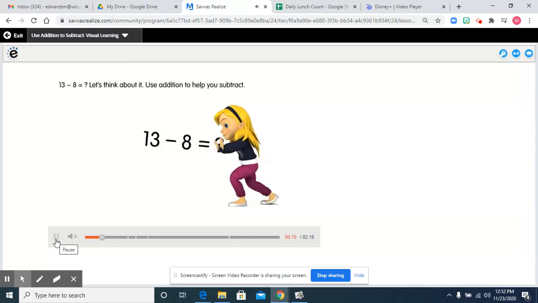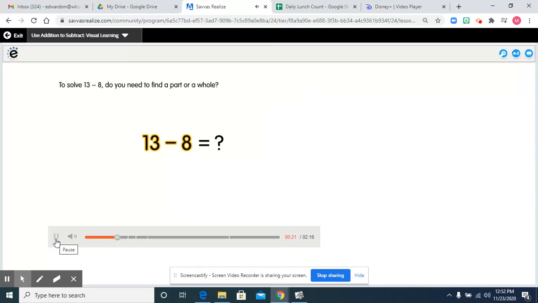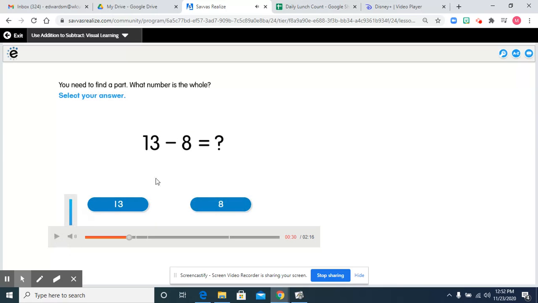13 minus 8 equals blank. Let's think about it. Use addition to help you subtract. To solve 13 minus 8, do you need to find a part or a whole? You need to find a part. What number is the whole? Select your answer. Like I've said before, the whole is usually, or most of the time, the biggest number.